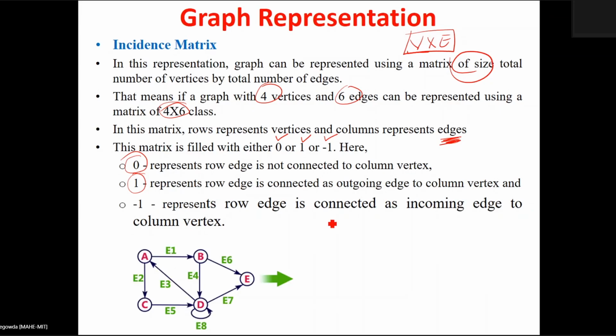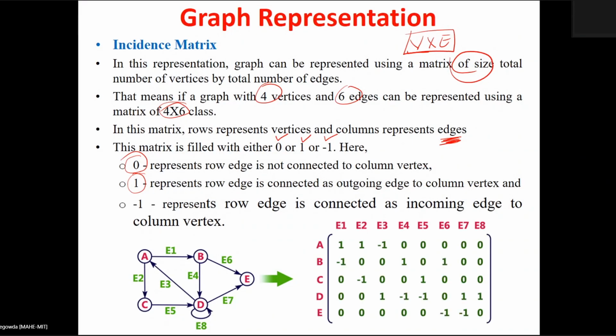Let us consider this example here. I have A, B, C, D, E. This is the graph. A, B, C, D, E are the vertices, and the edges are represented as E1, E2, E3, E4, E5, E6, E7, and E8 here. And the complete incidence matrix for this directed graph is given like this. As I told you, the rows are represented by using vertices, whereas the columns are represented by using the edges.